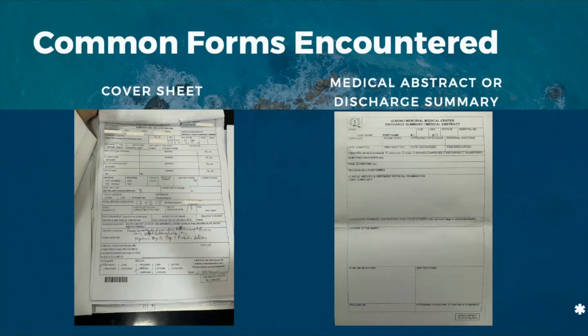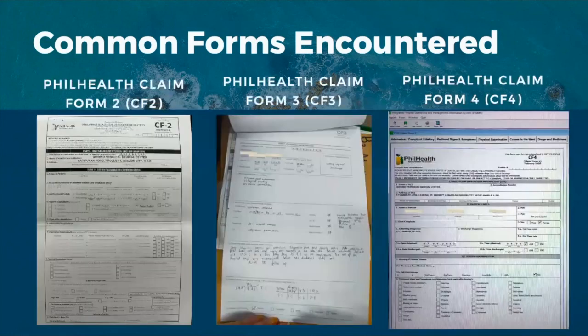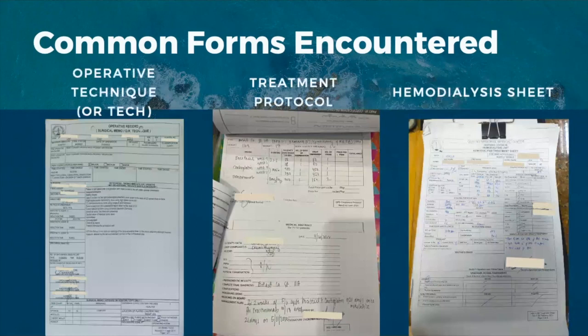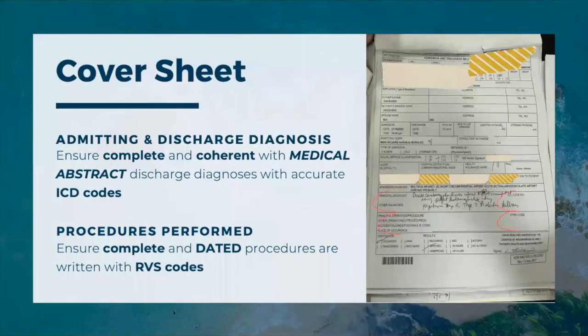Moving on, let us discuss the common forms encountered, such as the cover sheet, medical abstract or discharge summary, PhilHealth Claim Form 2, 3, and 4, the tagubilin, prescription, the operative technique, treatment protocol, and hemodialysis sheet. So let's discuss them one by one. So first is the cover sheet.